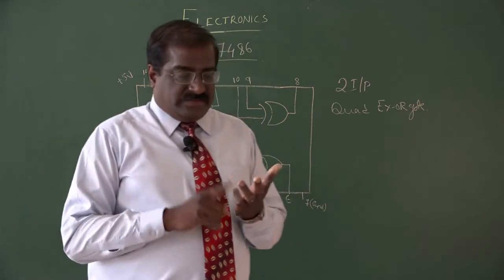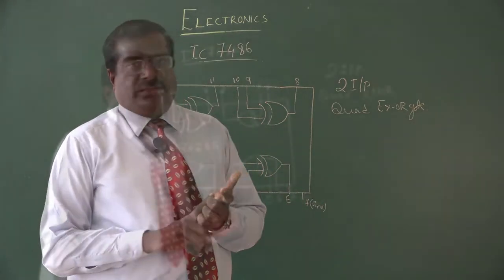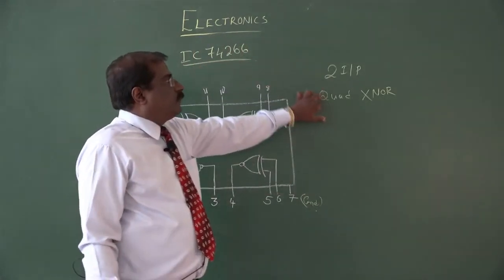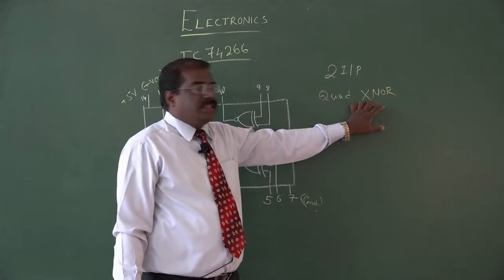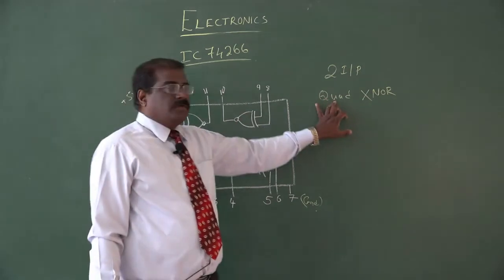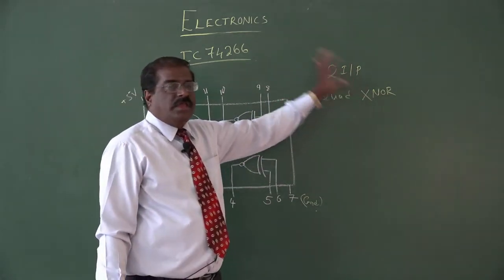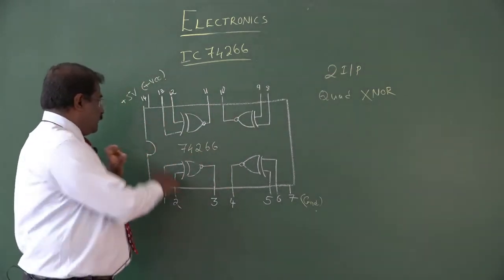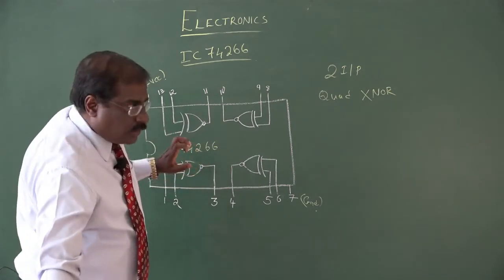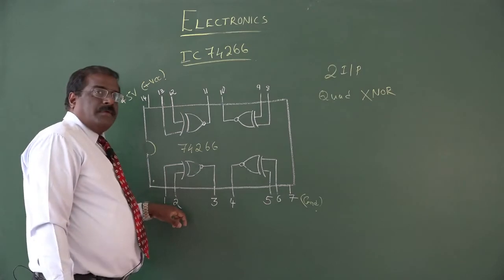So we had discussed IC7400, 7402, 7486. So IC74266 is a 2 input quad XNOR gate. That means 4 XNOR gates is called quad, each having 2 inputs. The pin configuration is as follows: from the semicircle, or else if you have the notch, you start from that one, the pin number 1.